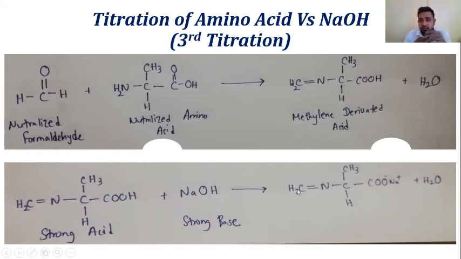So those are the reactions of Sorensen's formol titration. Here you can see the amine group has been blocked by formaldehyde, and it formed a double bond. The amine group will not affect the reaction between the carboxylic group and sodium hydroxide. As well, this is a strong acid, and that's why we form this strong acid for this titration. So this is a strong acid, strong base titration.